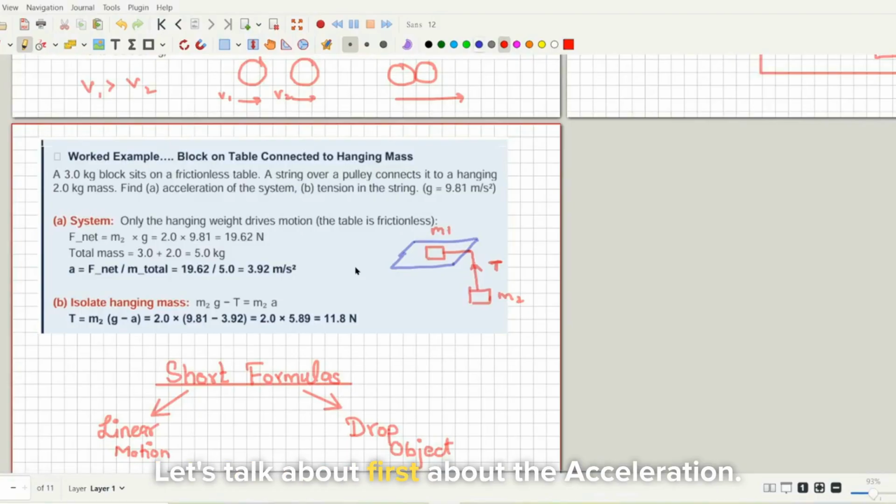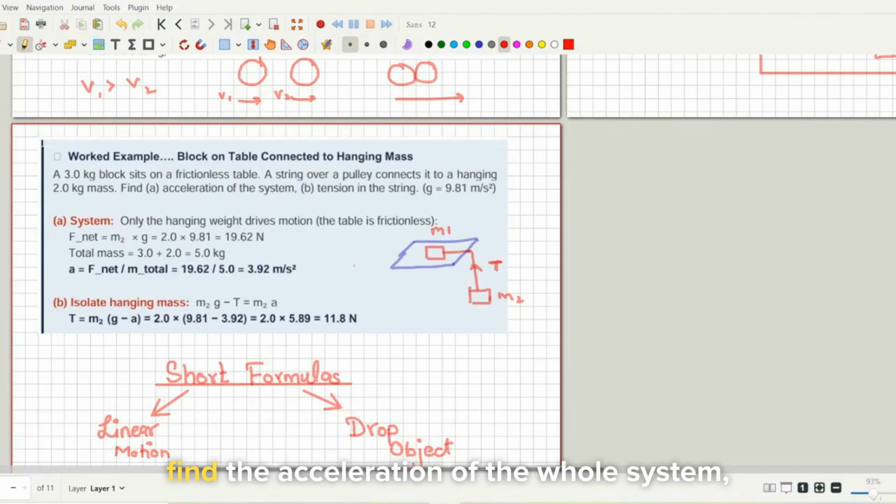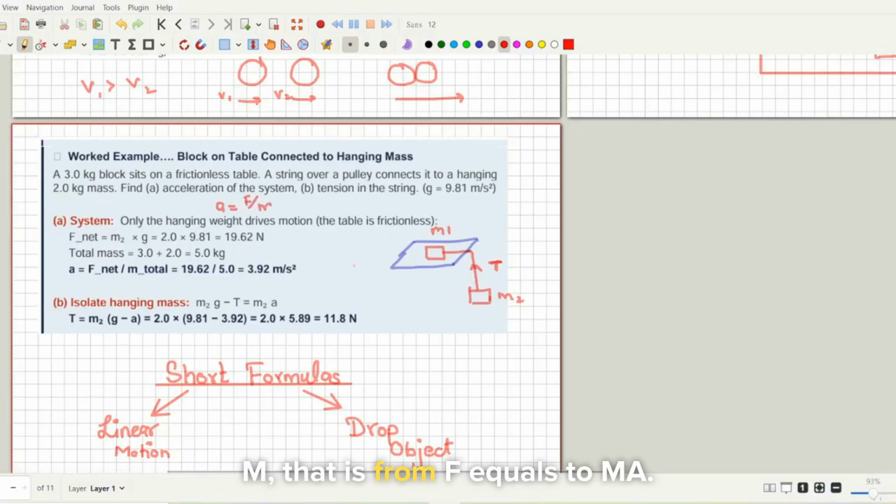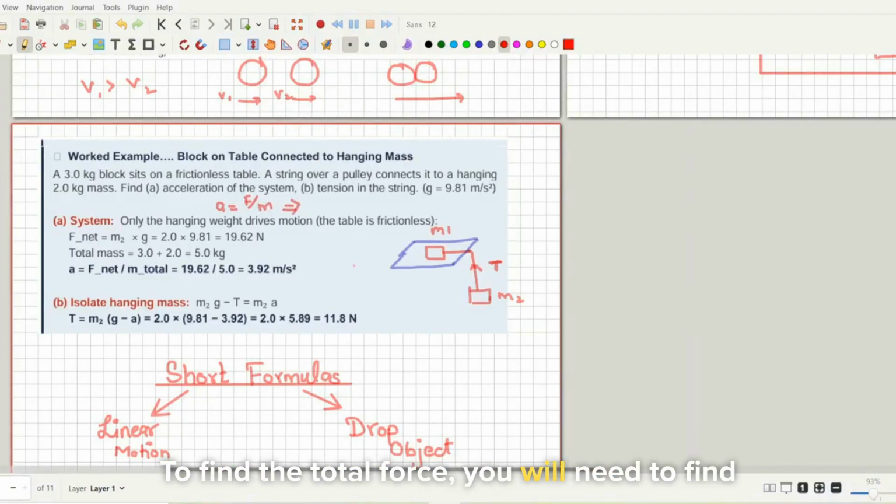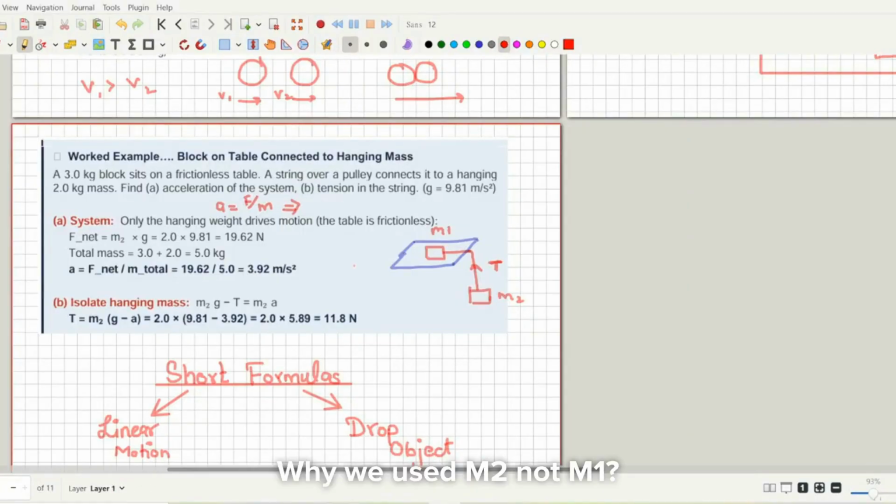Let's talk first about the acceleration. If you want to find the acceleration of the whole system, then you need to find the total force and you need to know the total mass. So the formula for acceleration is a equals F over m, from F equals ma. What is the total force? To find the total force, you will need to find F net, which is equal to m2 multiplied by g. Why did we use m2, not m1?